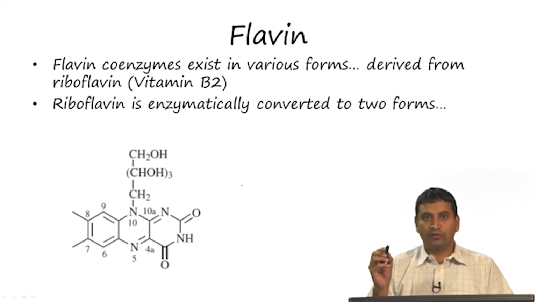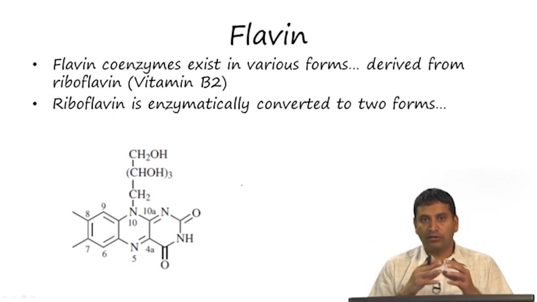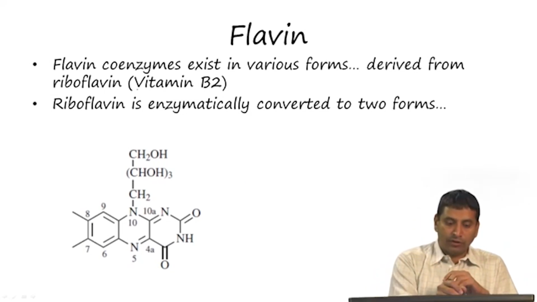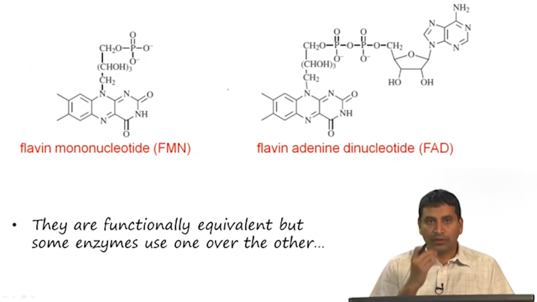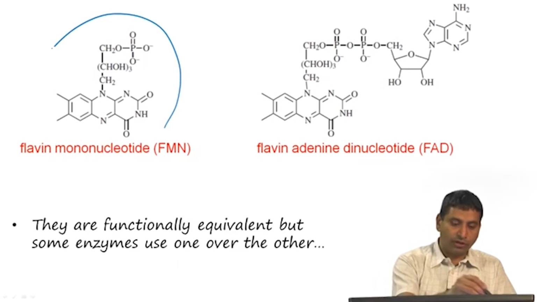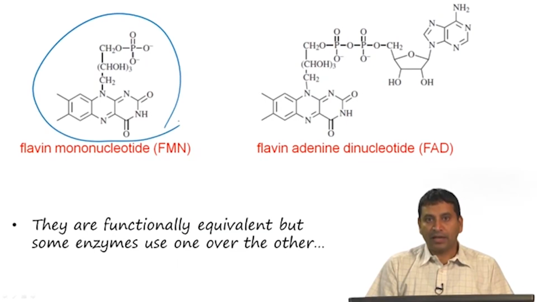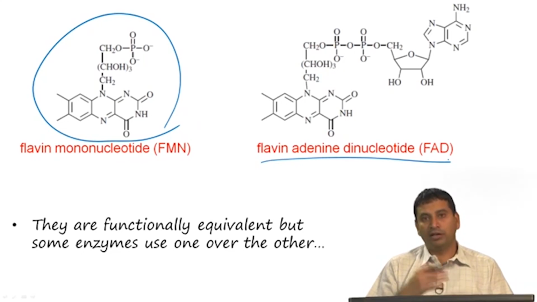So, here is the structure of flavin. Flavin is basically a highly delocalized structure, and it is commonly known as vitamin B2, which is riboflavin, and riboflavin is enzymatically converted into two forms. Let us look at both these forms now. One is called the flavin mononucleotide, whose structure is shown here, and the other one is flavin adenine dinucleotide, which is FAD. Both these are functionally equivalent, but some enzymes use FMN and some enzymes prefer to use FAD.